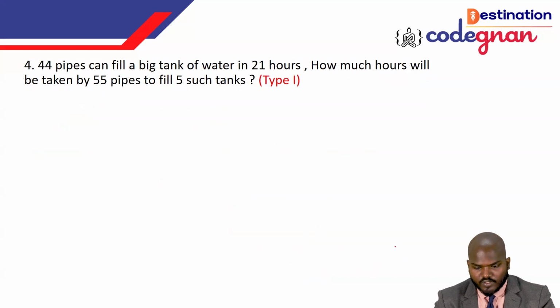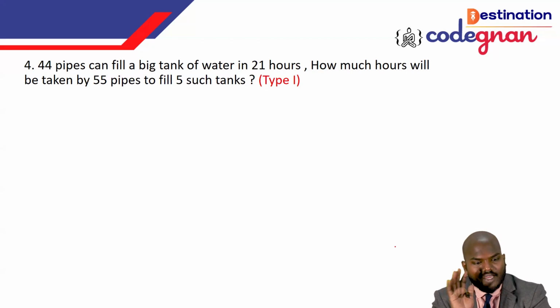Okay, so we're going to the next question, guys. You see this one, we have the 44 pipes. That's a very interesting one. 44 pipes can fill a big tank of water in 24 hours. How many hours will be taken for 55 pipes to fill 5 such tanks? You see this one, 44 pipes can fill a big tank of water in 24 hours.